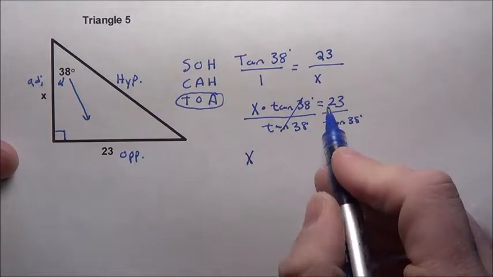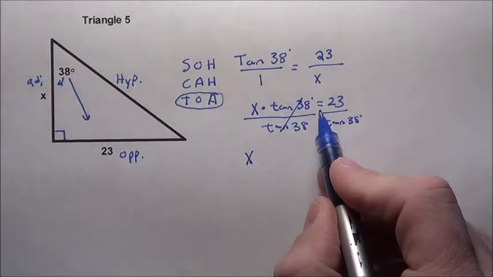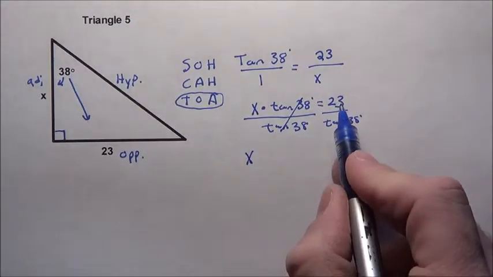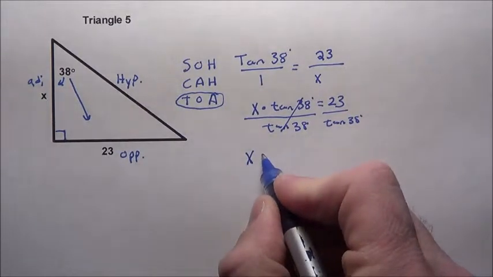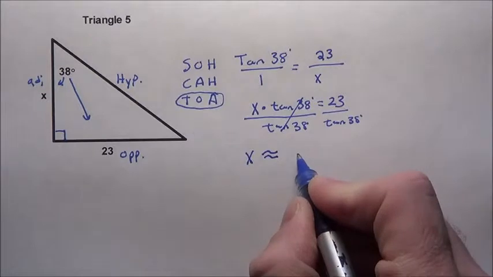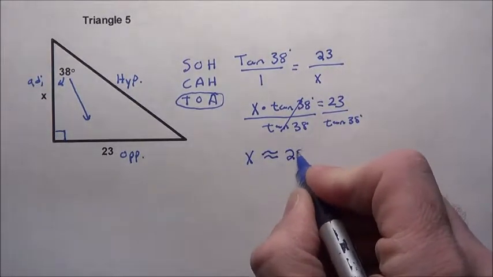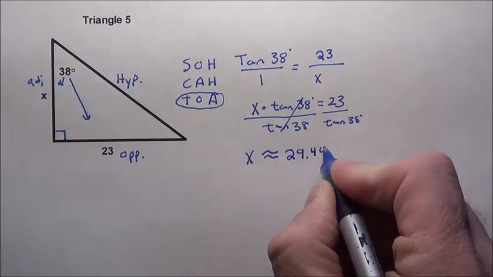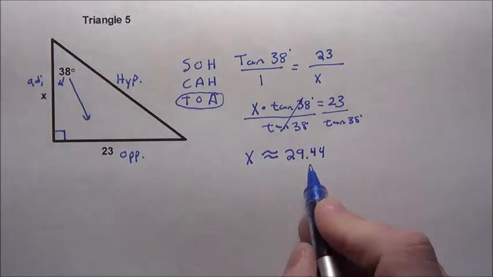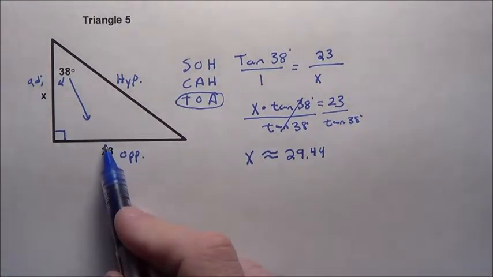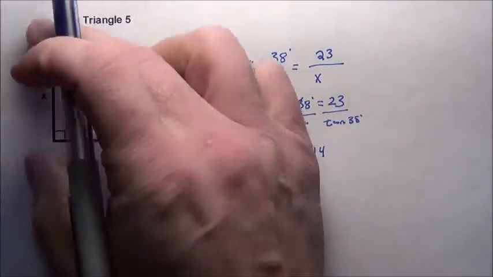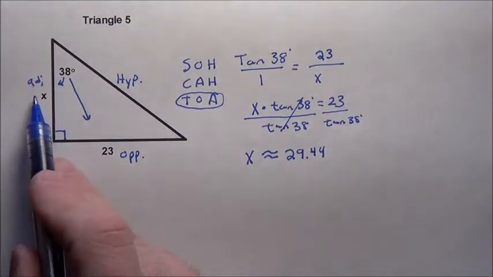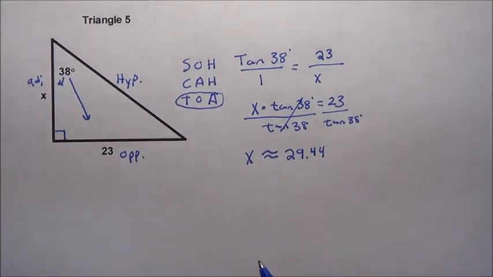X is by itself. Now I'm going to take my calculator, I'm going to make sure it's in degree mode, and I'm going to do 23 divided by the tangent of 38. When I did that just a little bit ago on the calculator, here's what I got. I got 29.44. Approximately 29.44. Let's see if that makes sense. This side's 23, so that side, which would have a larger angle opening, should be a little bit larger, and that's going to be 29.4. It makes sense, so I know that I'm probably correct on that problem.